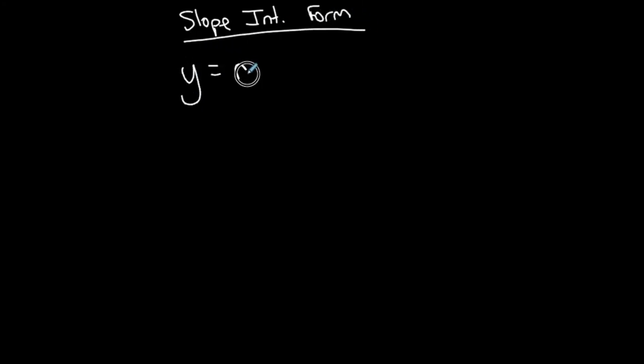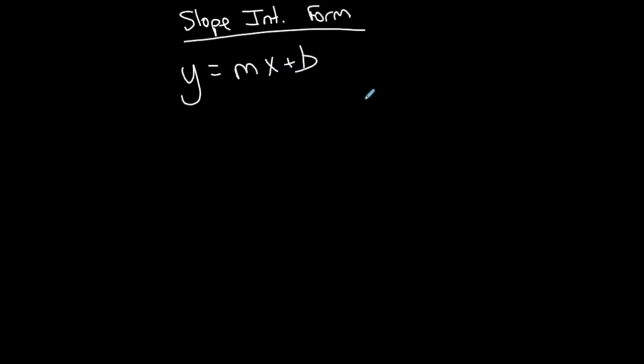I want to show you guys how to graph a line using slope-intercept form. This is a very, very important form, slope-intercept, or "slope-int" for short. It is the slope-intercept form of a linear equation. It has to be a linear equation: y equals mx plus b.